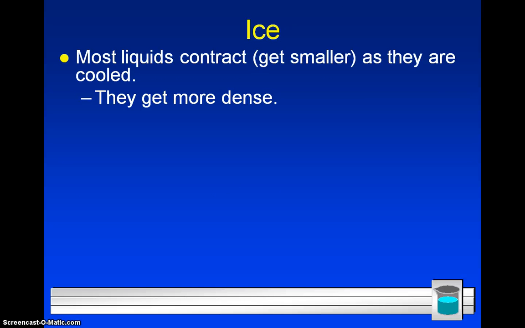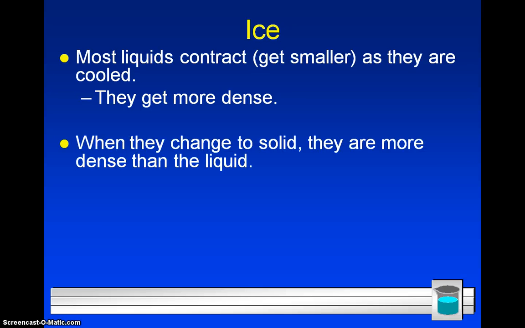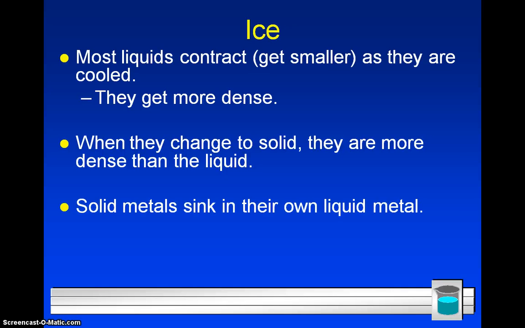Now, I'm going to talk about the phenomenon of ice, and this has to do with the shape of a water molecule. So most liquids get smaller as you cool them, and they become more dense. And if you're more dense, you're going to sink. The cooler you make them, they change from a liquid to a solid. So the solid should be more dense than the liquid form.